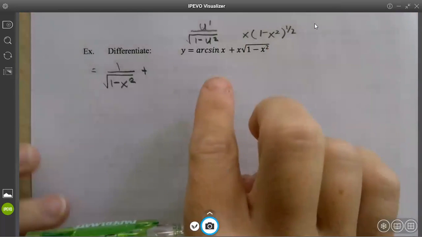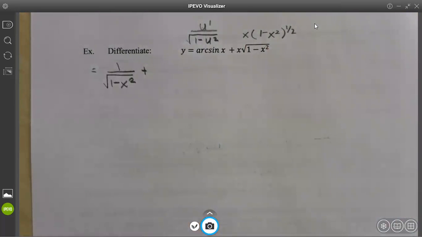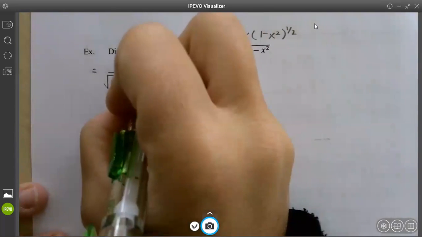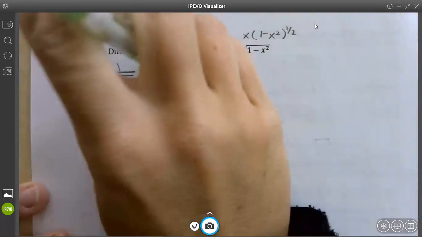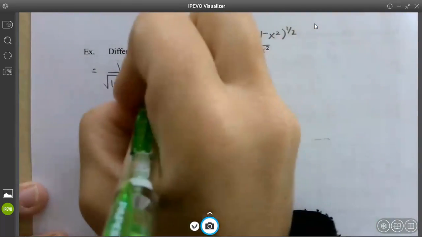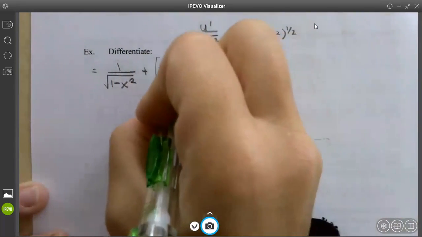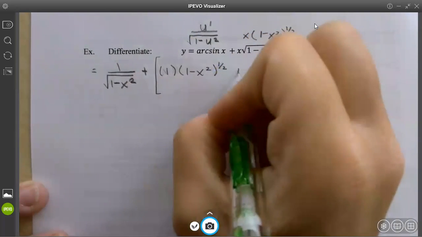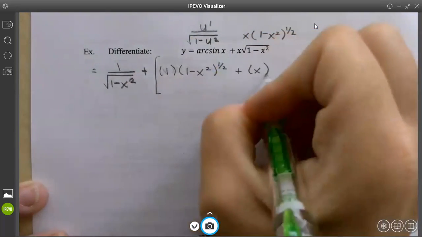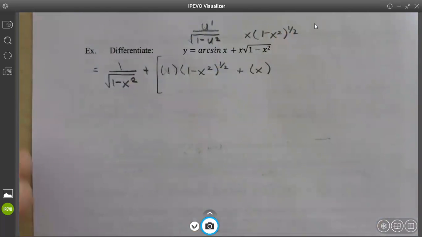So the product rule says to do what? It doesn't matter which order you do it in. Some people do that second one first. With the product rule, it doesn't matter. The only one where order matters is the quotient rule. So I usually do the derivative of the first: the derivative of x is 1, times the second, plus the first times the derivative of the second.